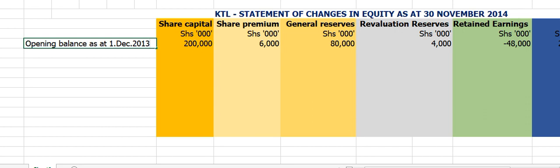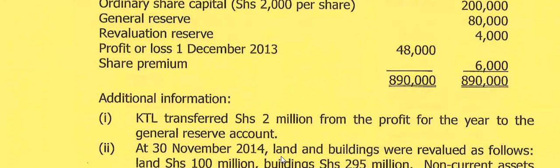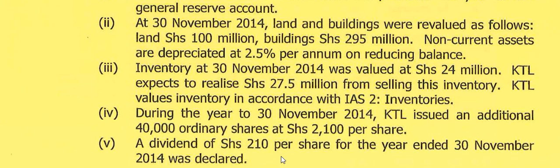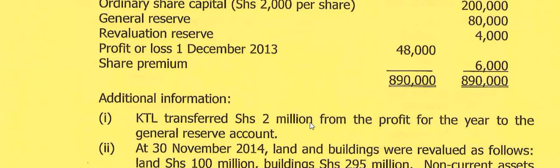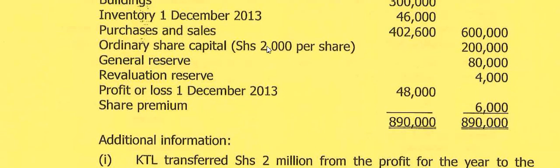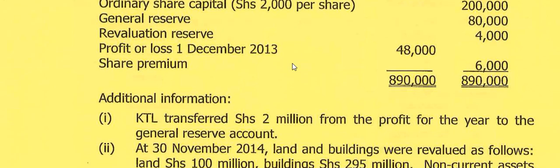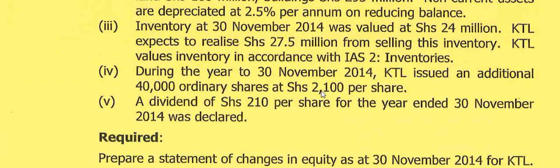You expect the company to issue out shares. And in this question, we see in the additional information that during the year to 30th November 2014, KTL issued an additional 40,000 ordinary shares at shillings 2,100 per share. So we are going to find out how much were the proceeds from the issue of these shares. Are these shares issued at a premium? Remember, the nominal value of a share is 2,000 as per our trial balance, 2,000 per share. But these shares have been issued out at 2,100 per share. So there is a premium of 100.